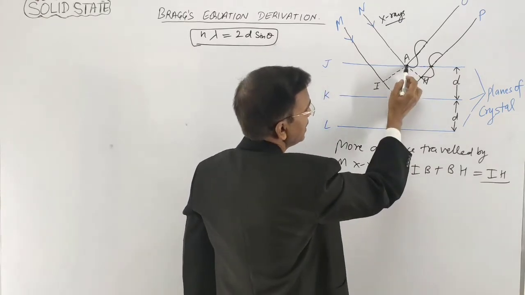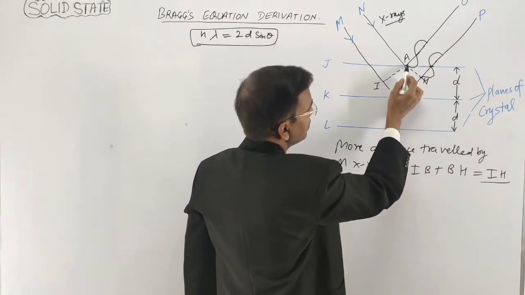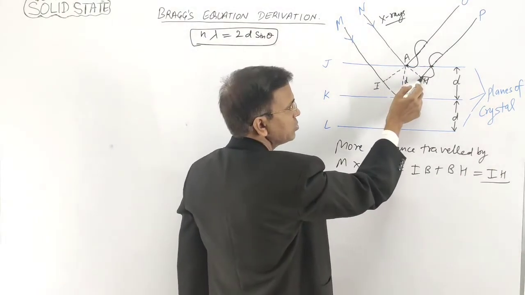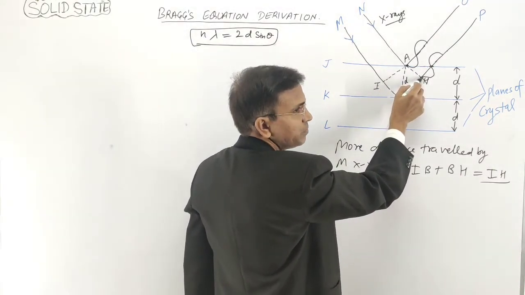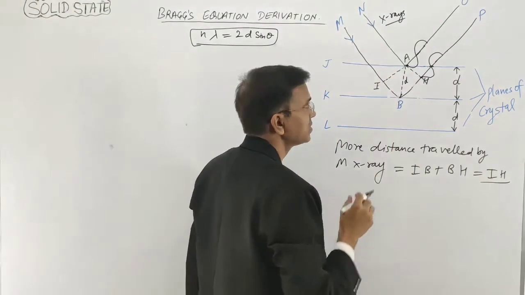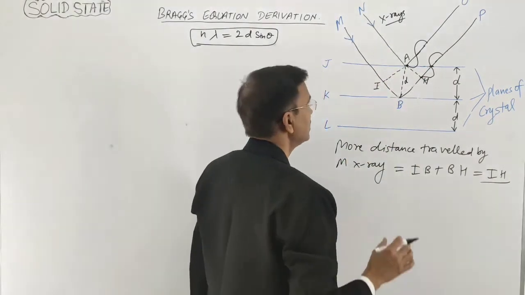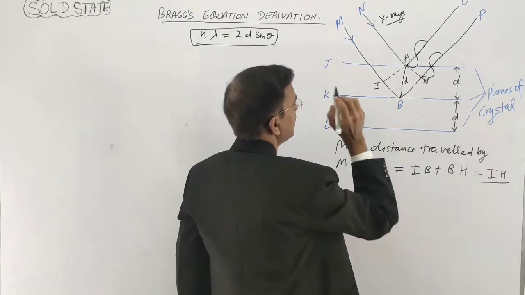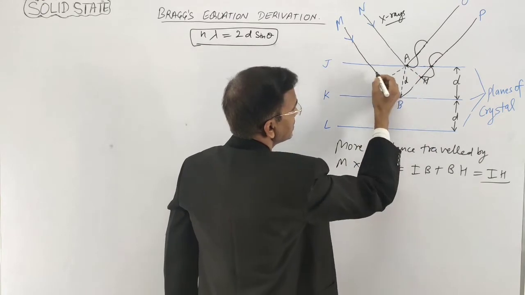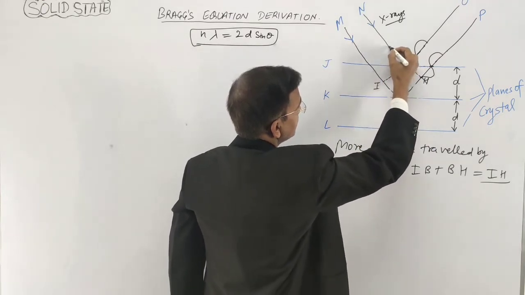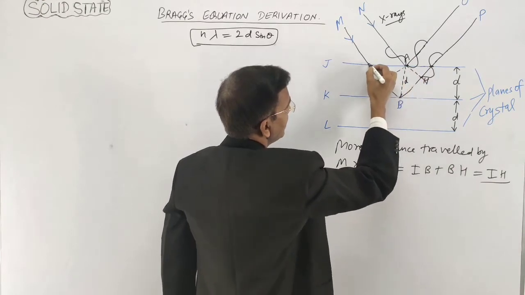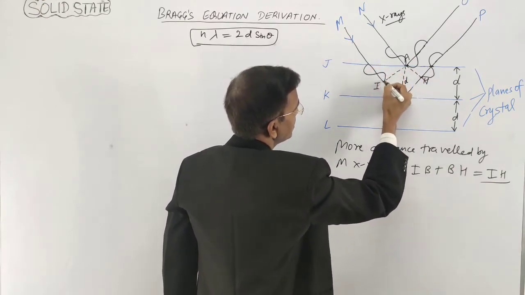That means if the trough is there, then the trough must be here. If the crest of this ray is here, then the crest of this must be here, right? Only then can we get the constructive interference to get the strong signal. So here, to get the constructive interference, suppose this ray's crest is here, then this ray's crest here.